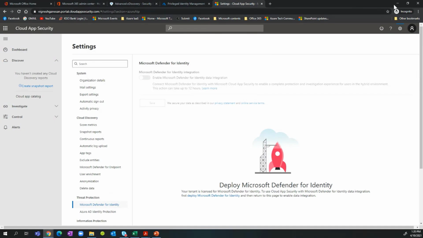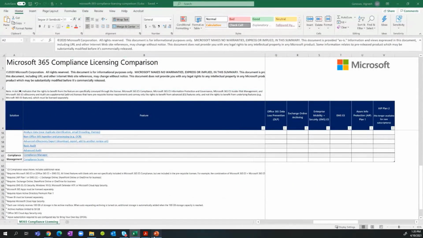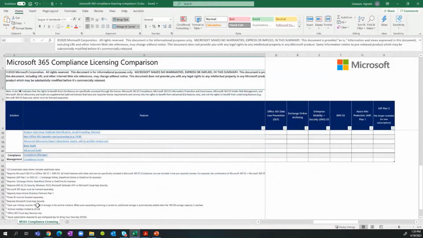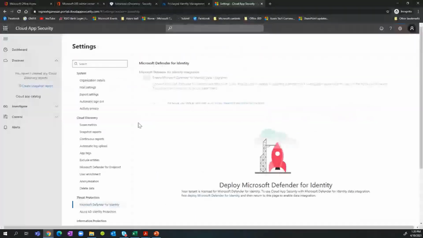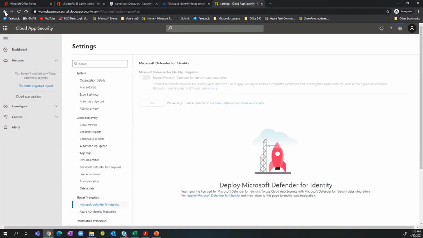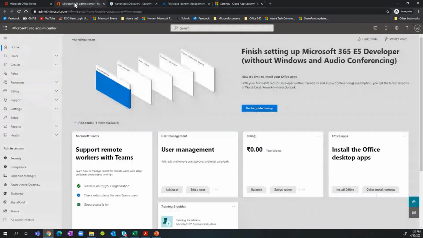But just be mindful that from a domain standpoint, from a data discovery standpoint, MCAS is the solution that you can use when it comes to the Microsoft stack of solutions, right? And then of course EOP, and data archive and data retention. For this also you have, this is once again coming with your MIP. Now say for instance, if I go back here, I'm just gonna simply flip.